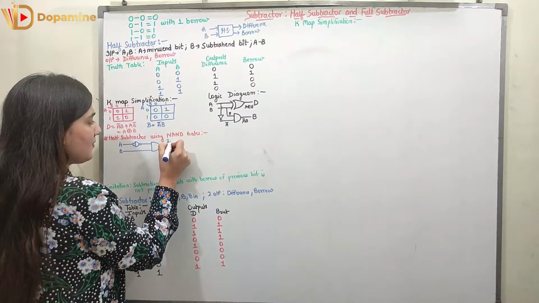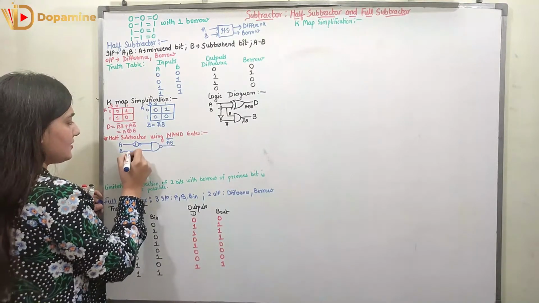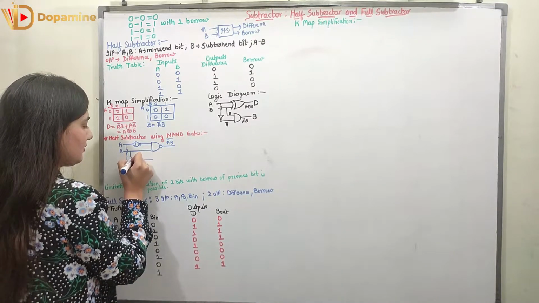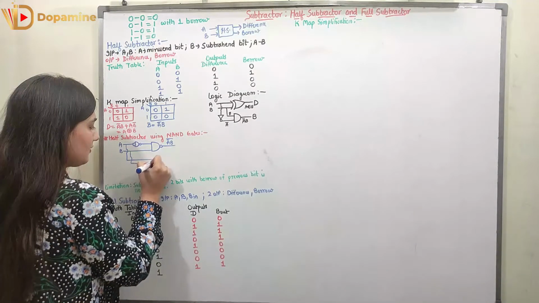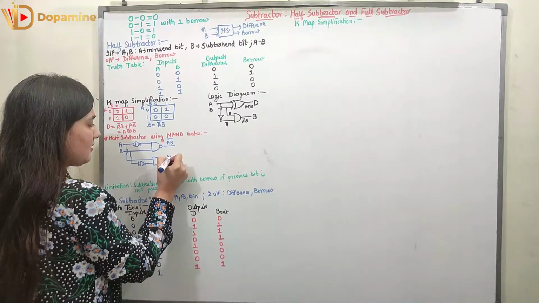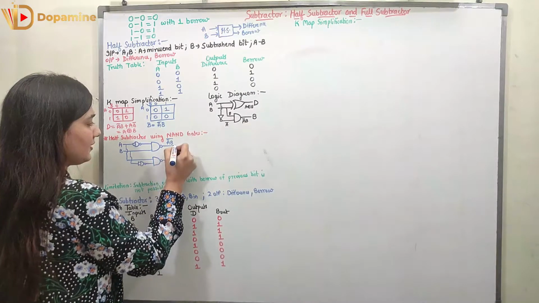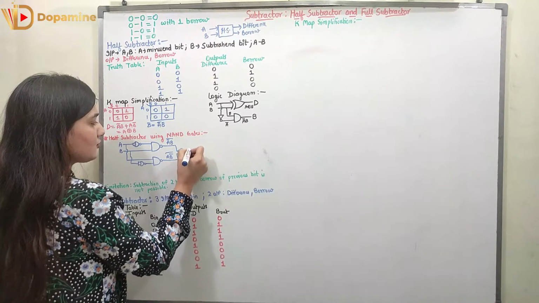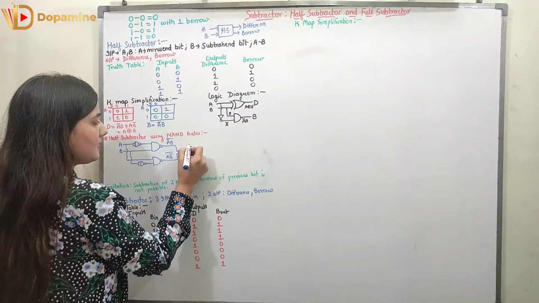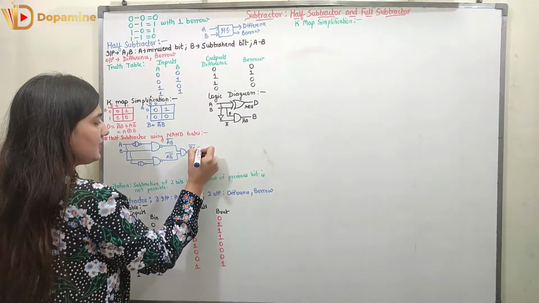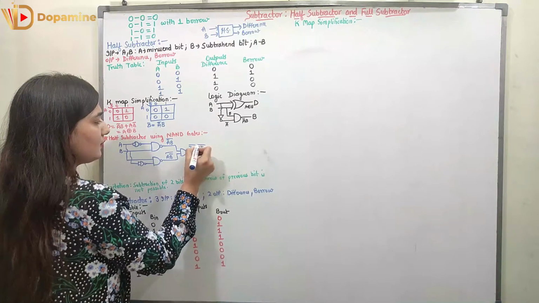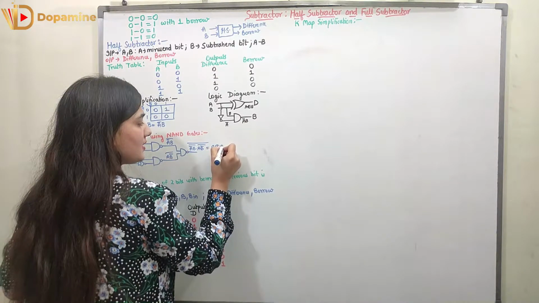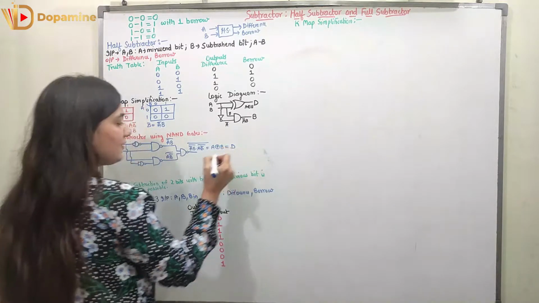So here I will get A bar B whole bar. Similarly, I will get A B bar whole bar. Both of them are again sent to a NAND gate. So here I will get (A bar B whole bar) multiplied with (A B bar whole bar) whole bar, which is my A XOR B. So from here I will get the difference.